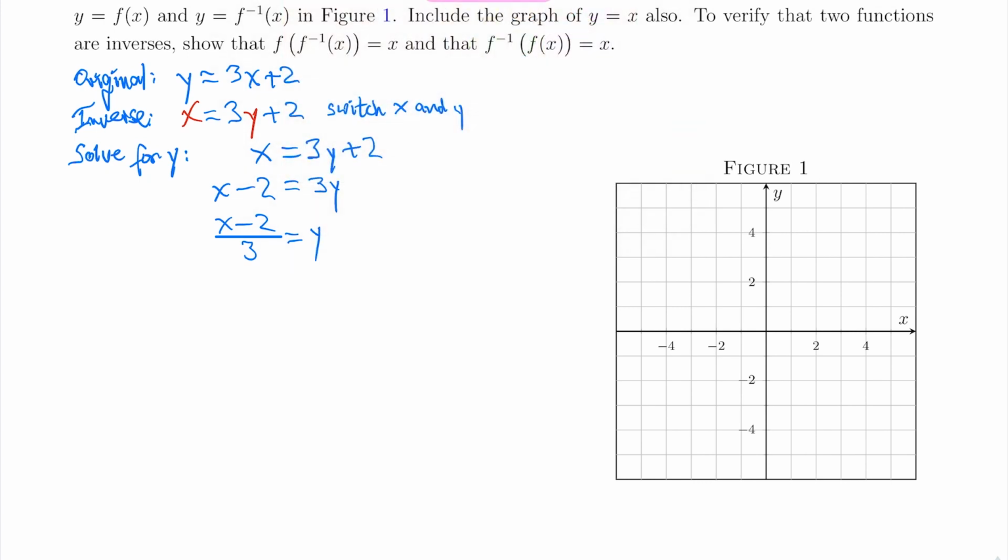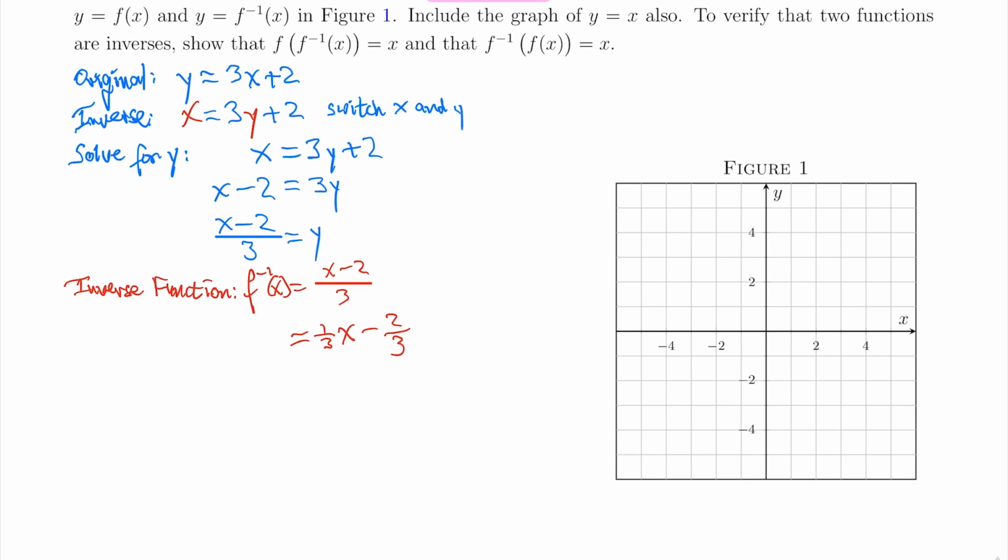So therefore my inverse function I can write as f inverse of x equals (x minus 2) divided by 3. I can also, if I want to see my slope and y-intercept a little easier, simply write that as 1/3 x minus 2/3. So we now have our inverse function, and the next thing we are going to do is actually graph both of our functions.